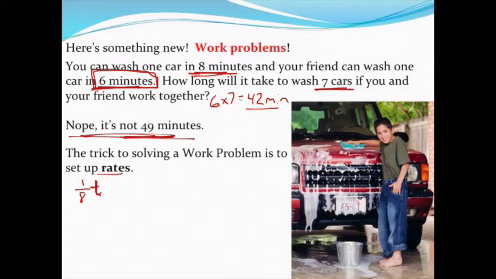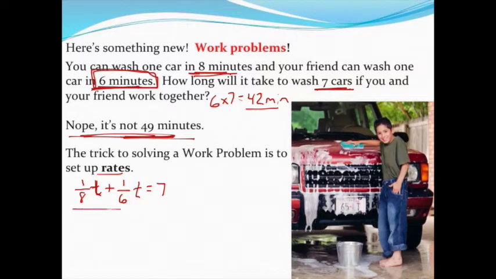In addition to that though, so plus, I've got somebody helping out. Their rate is that they can wash 1 car per 6 minutes, and again, it's the rate times the time it's going to take them to do it, which I don't know, but I know it's the same as the other guy's time. I'm going to set that equal to the number of cars I want to wash all together, which is 7. Now I want to go ahead and solve this equation.